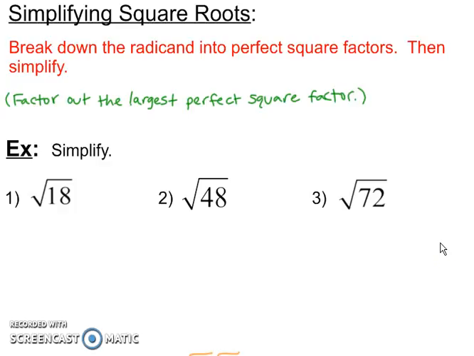So first, write for yourself example 1. We're going to simplify root 18, or the square root of 18. So when we're simplifying radical 18, we just have to think to ourselves, what is the largest perfect square factor of 18? If we think back to that last slide where we looked at all of those perfect square roots, the largest number from that list that's a factor of 18 is 9. We know that 18 is 9 times 2. So I'm going to rewrite root 18 as root 9 times root 2.